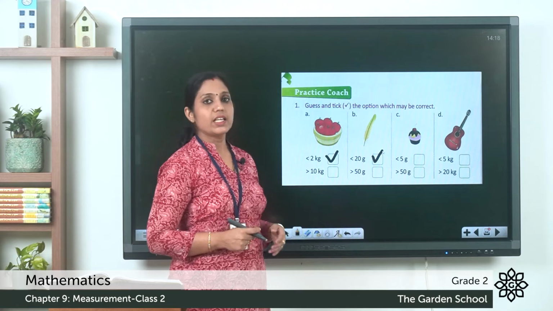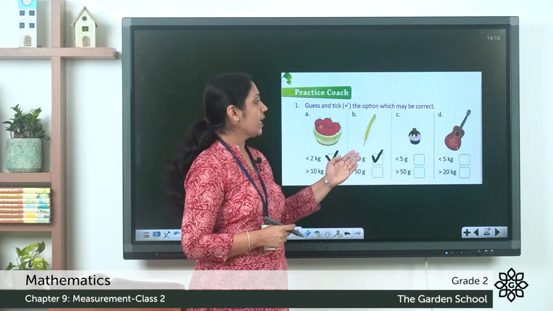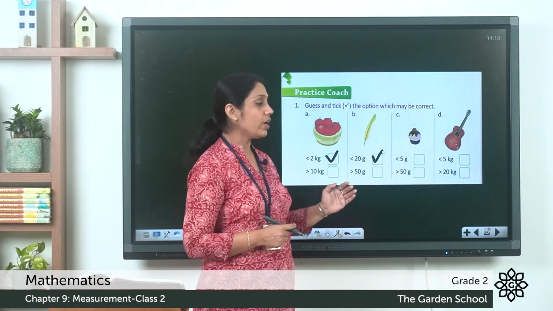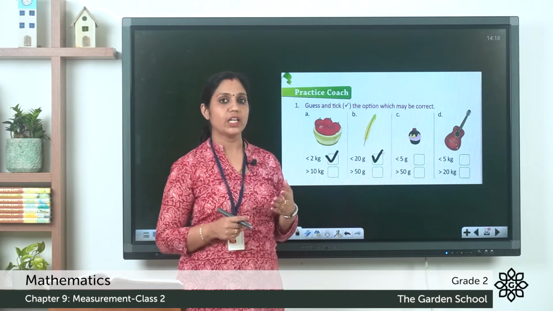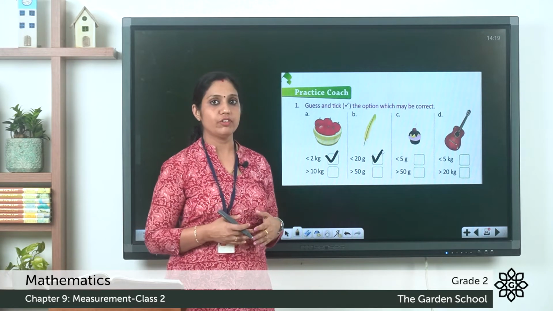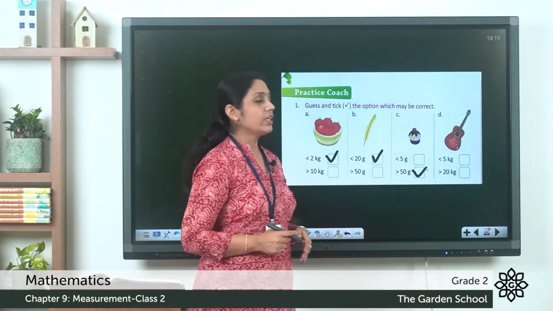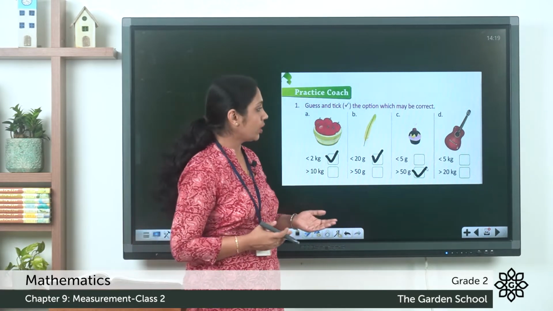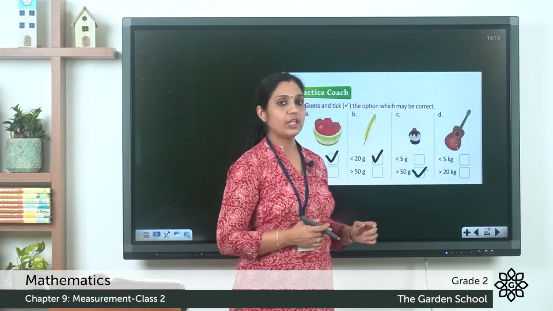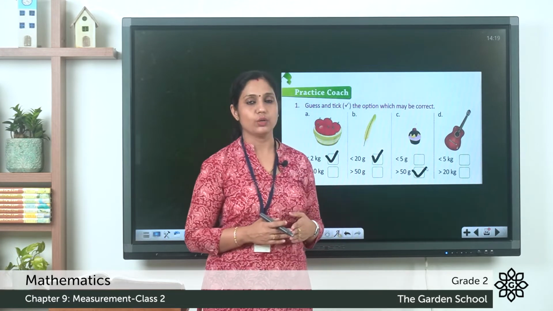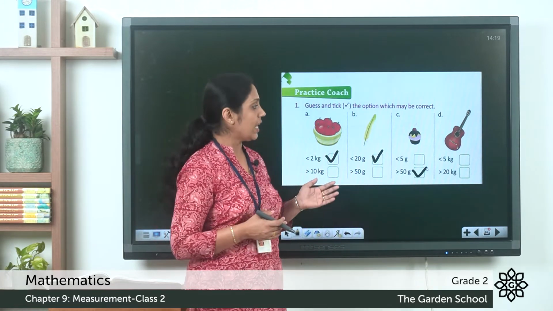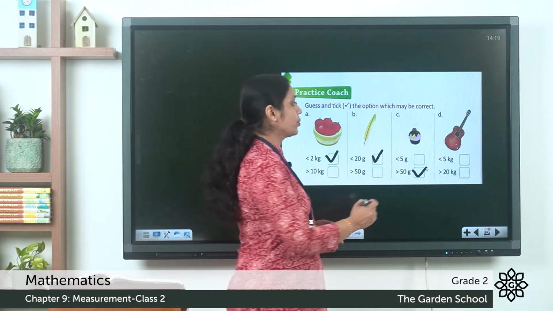The next you can see cupcake. Here it's given less than 5 gram or greater than 50 gram. So a cupcake can weigh more than 50 gram. The last one you can see a guitar and what are given? Less than 5 kilo, greater than 20 kilo. So a guitar can weigh less than 5 kilo. So we can tick that option.